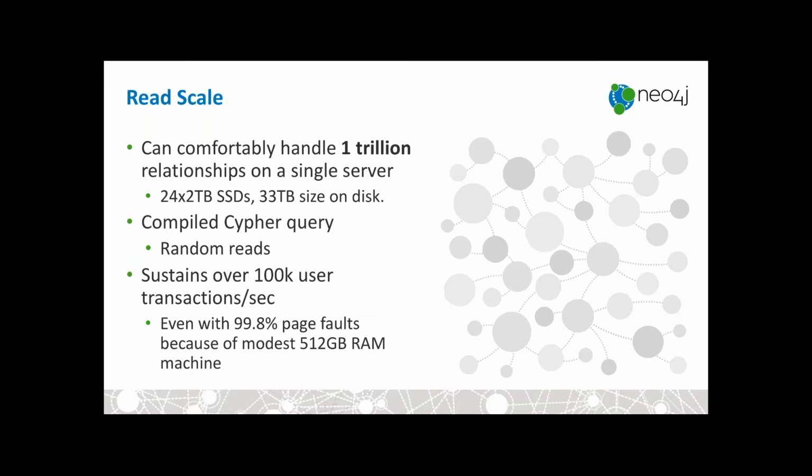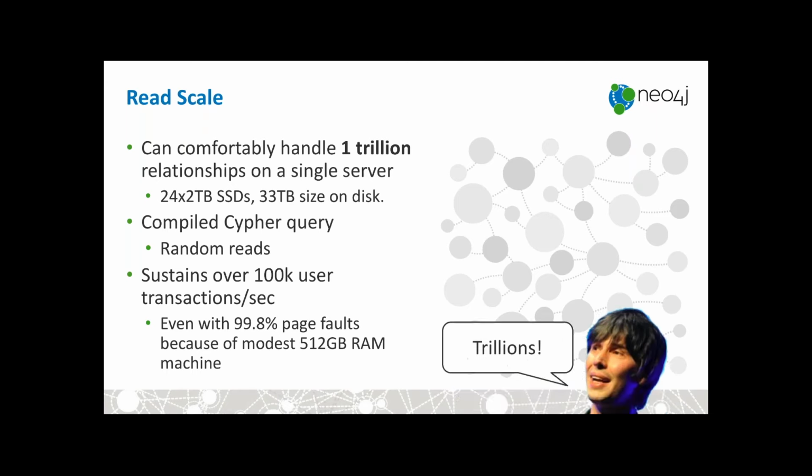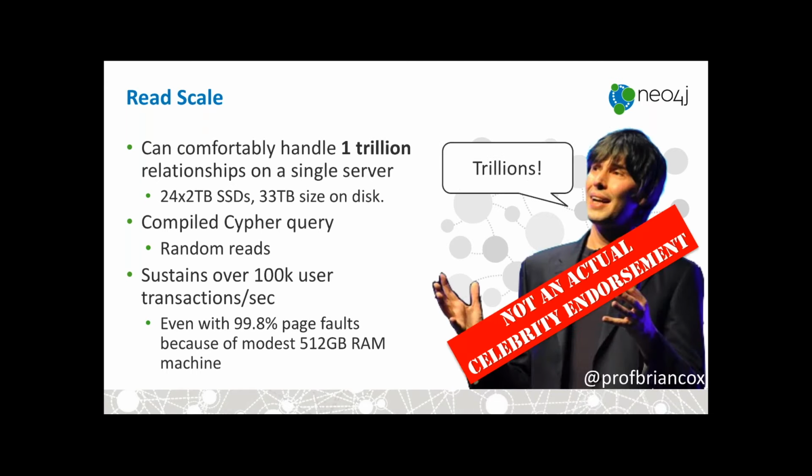We can sustain over 100,000 user transactions a second, even when we've got loads of page faults because of having small RAM. You don't have a 512 gigabyte RAM machine for important production cases nowadays. You have a terabyte, or you have 2 terabytes, or if you're particularly feeling deep pocketed, you have 12 or 16 terabytes and some of this kind of more modern, rentable but fancy hardware. So this is amazing, right? This is trillions, as Professor Cox says.